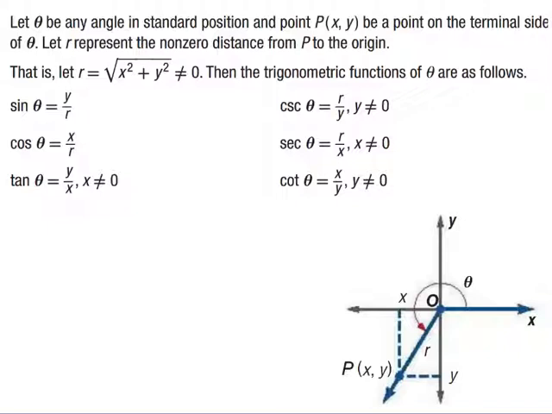I don't know if you necessarily need to write these down because we're going to draw the triangles and we're going to already utilize our information that we've learned before. It says let theta be any angle in standard position. So standard position, we always start at the positive x-axis. And point P(x, y) be a point on the terminal side of theta. Let r represent the non-zero distance from P to the origin. What is another name for r? Radius, thank you. That is, let r equal the square root of x squared plus y squared.